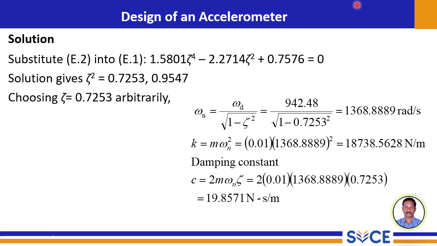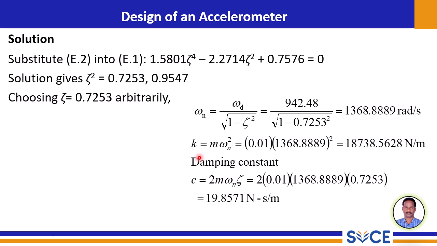Now, we are going to choose an arbitrary value of damping ratio. It may be either 0.7253 or 0.9547. This is a logical substitute. So we are going to substitute 0.7253 the first time. Arbitrarily, we are getting omega n equal to 1368 radians per second.